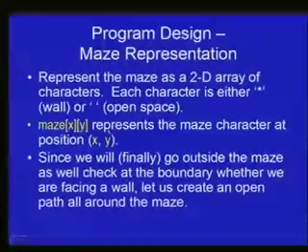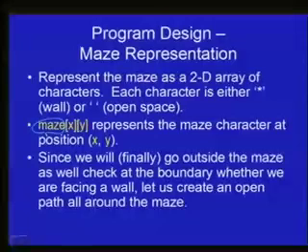So maze[x][y], suppose maze is the name of the array, would represent the maze character at position xy. Now since we will also finally go outside the maze, and at other places we will check whether we are facing a wall or not. When we are checking that, we may be at the edge of the maze, and the direction we are facing is outside the maze.